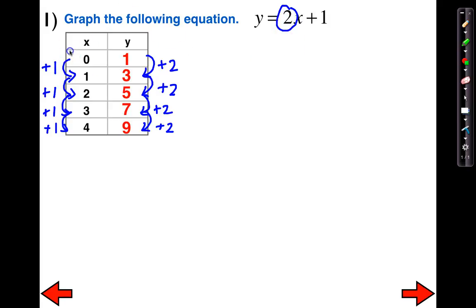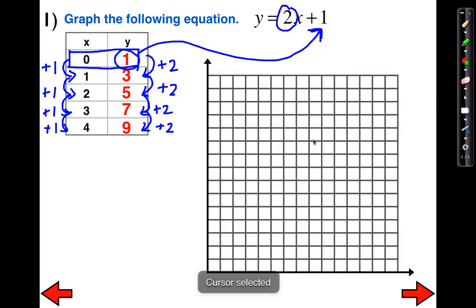Even if we were to take a look at our initial value right here, our 1 is reflected in this equation here. Okay, so I want you to start seeing those connections. So now, moving on, we're going to scale our graphs. We're going to go by 1 since the x values only go up to 4. We are allowed to scale by 1.